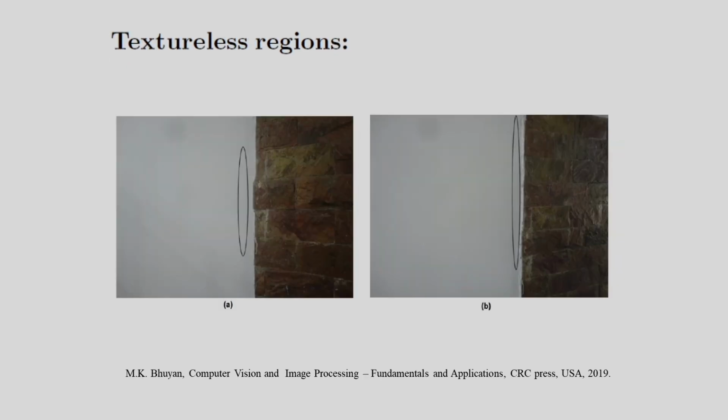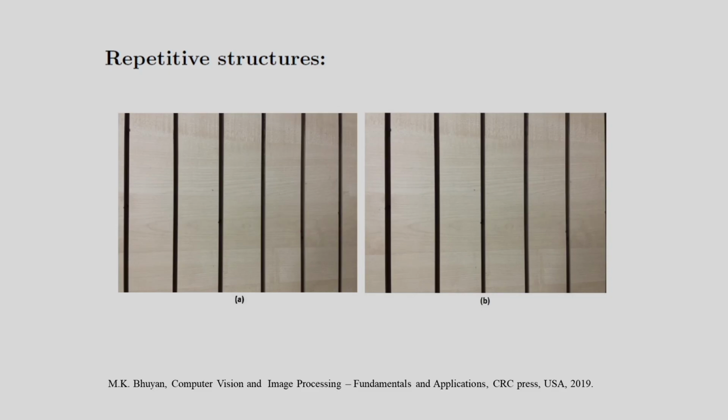And also another problem, the textureless regions. In this example, I have shown the textureless regions. This is one region, another region. Then in this case, it is very difficult to find the correspondence between the images corresponding to that portion of the image. And here I am giving one example of the repetitive structures. What are the repetitive structures? You can see this structure is repeated, and in this case also it is very difficult to find the correspondence between the points of the left image and the right image.